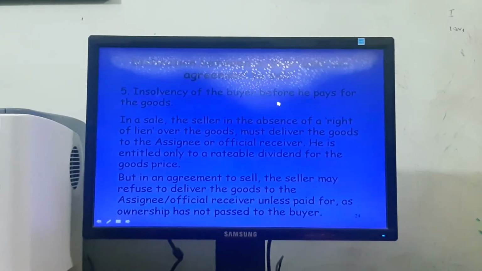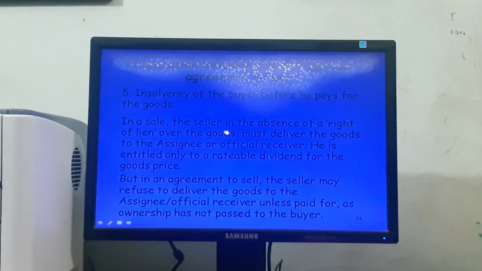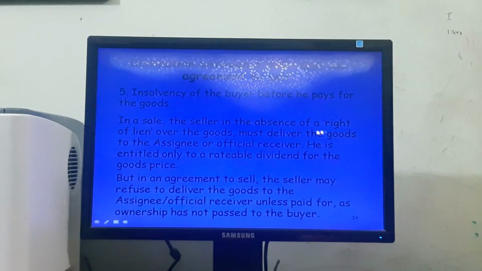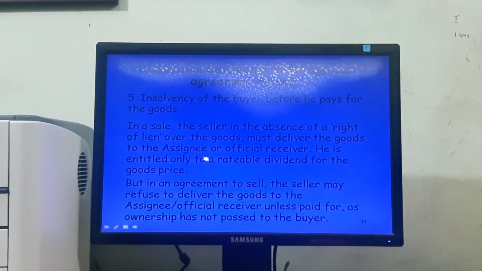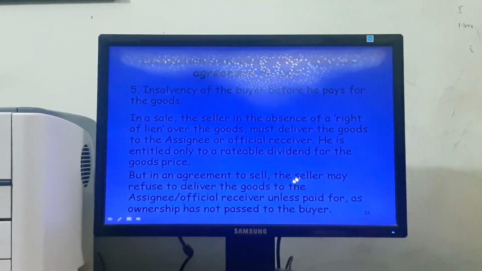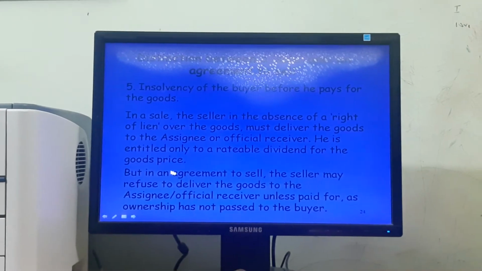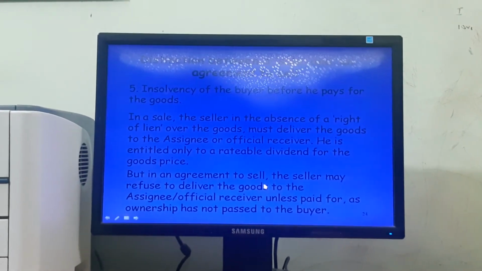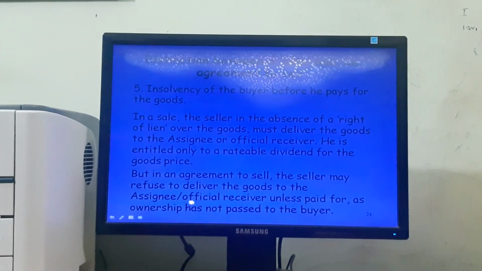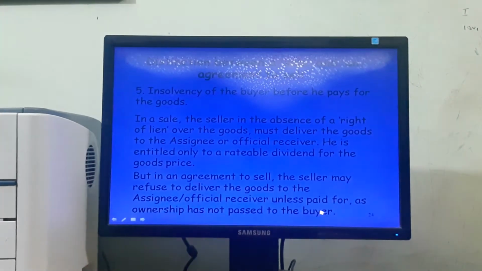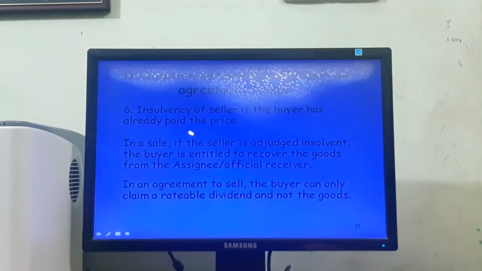Insolvency of the buyer before he pays for the goods. In case of sale, the seller, in the absence of a right of lien over the goods, must deliver the goods to the assignee or official receiver. He is entitled only to a rateable dividend for the goods price. But in an agreement to sell, the seller may refuse to deliver the goods to the assignee or official receiver unless paid for, as ownership has not passed to the buyer.